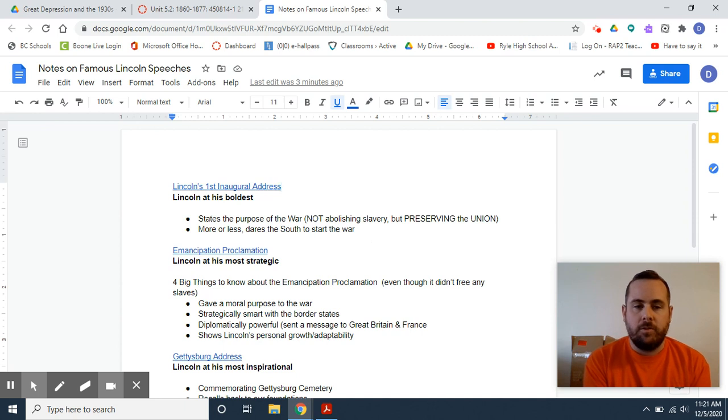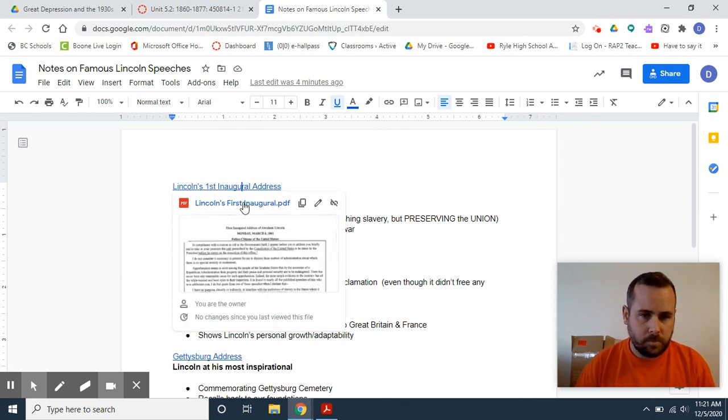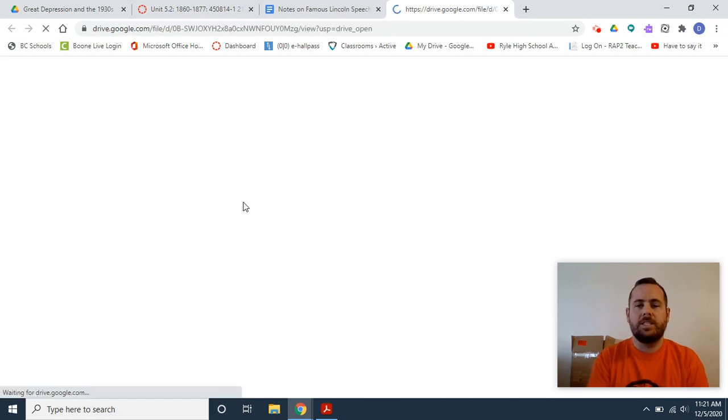The key point of the first inaugural is he does state the purpose of the war, and he's very, very clear that his purpose in the Civil War is not to abolish slavery, but instead to preserve the Union. And we have to understand that he's setting the terms of the war and saying that this is not about abolishing slavery. Now, that's going to be interesting as we go through some of these other documents. He more or less dares the South to start the war. So let's look at a few things in the speech.